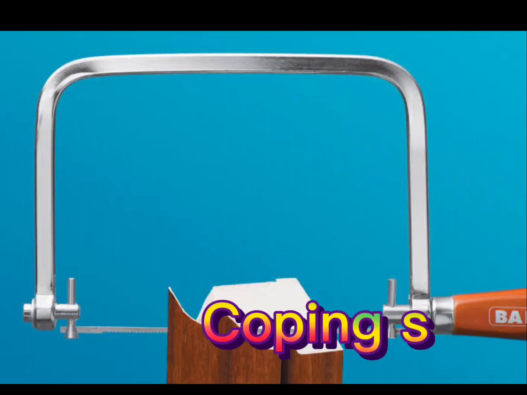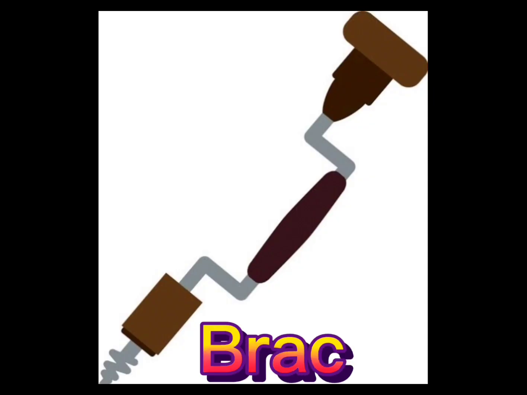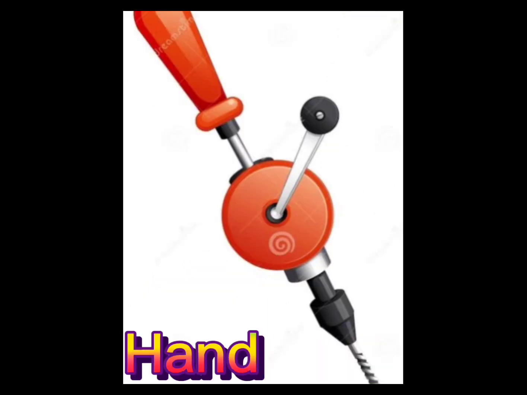Coping saw is used for sawing curves out of thin wood. The narrow blades are so designed to cut curved shapes. Brace. This is used for holding bits when boring and countersinking in wood. Hand drill. This is used for drilling holes up to 1/4 of an inch deep. The drill bits come in different sizes and are used for boring holes in wood.